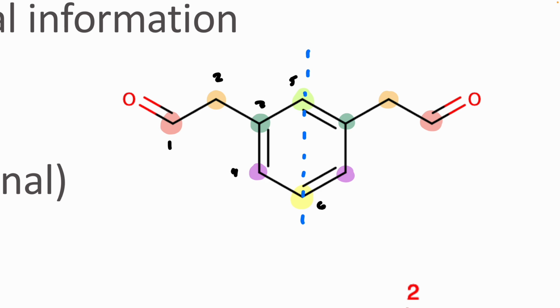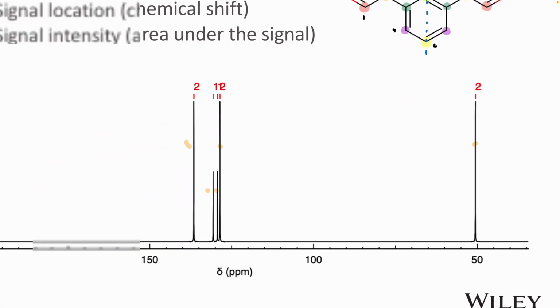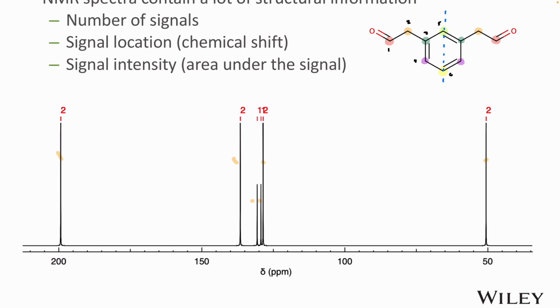If we pay attention to our integration, what should be the integration for that red group? 2. What about that orange group? 2. Green and purple are 2. But then these ones are just 1. So we should have 4 peaks with an integration value of 2 and 2 with an integration value of 1. And that's exactly what we see here.